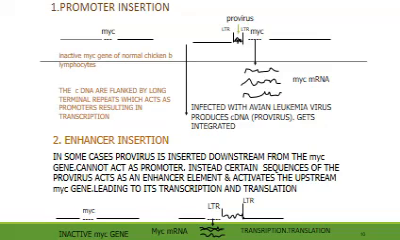So the first type is promoter insertion. The promoter in this case is the provirus, which has got inserted into the host genome, and it is flanked by the long terminal repeats, which then act as promoters, resulting in the activity of the MYC gene. That is, it then goes on to the process of transcription and translation. So it enhances the activity of the MYC gene.